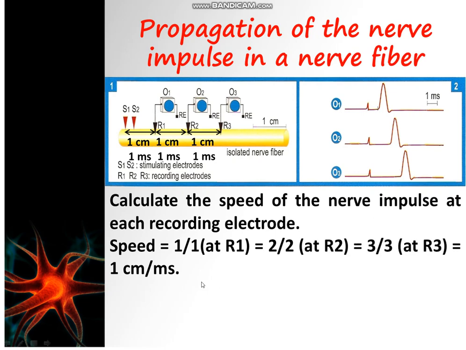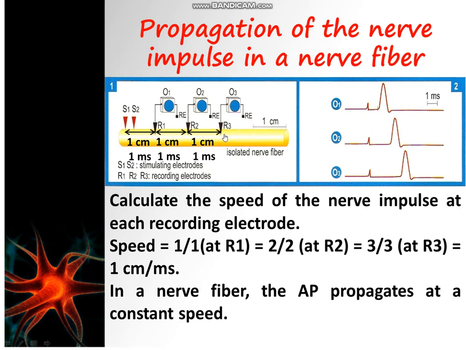The same speed of conduction is obtained at each recording electrode. What does this mean? This means that in a nerve fiber, the action potential propagates at a constant speed.